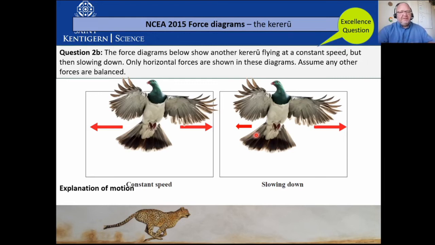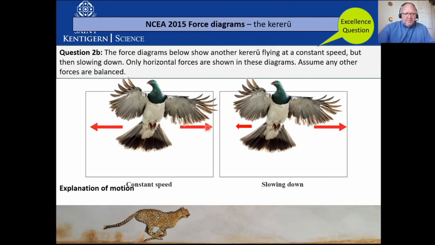So in 2015, we talked about the kereru, which is the wood pigeon. Now, if you look at these two, you can see the only horizontal forces are shown in these diagrams. Assume any other forces are balanced. So gravity and support force or lift in both of these cases do not count. So you only need to worry about the horizontal forces.